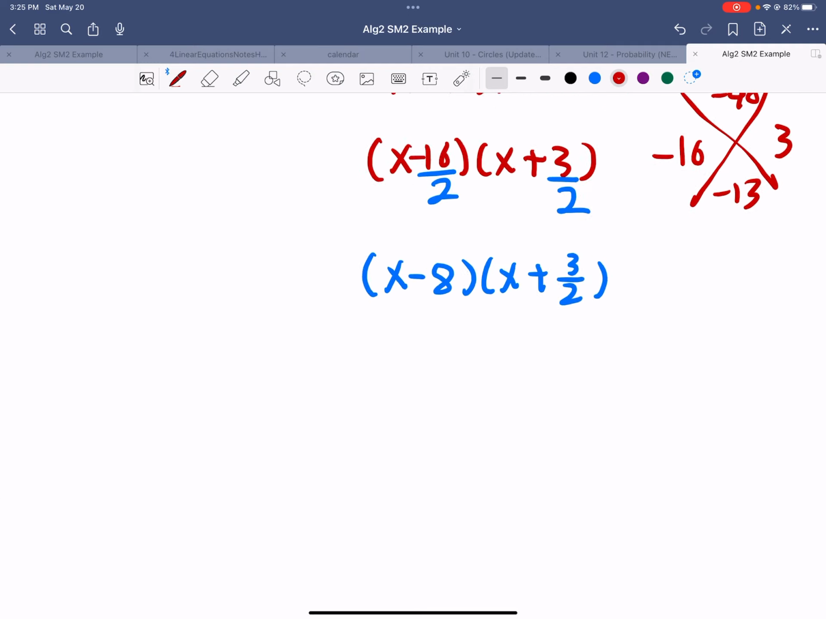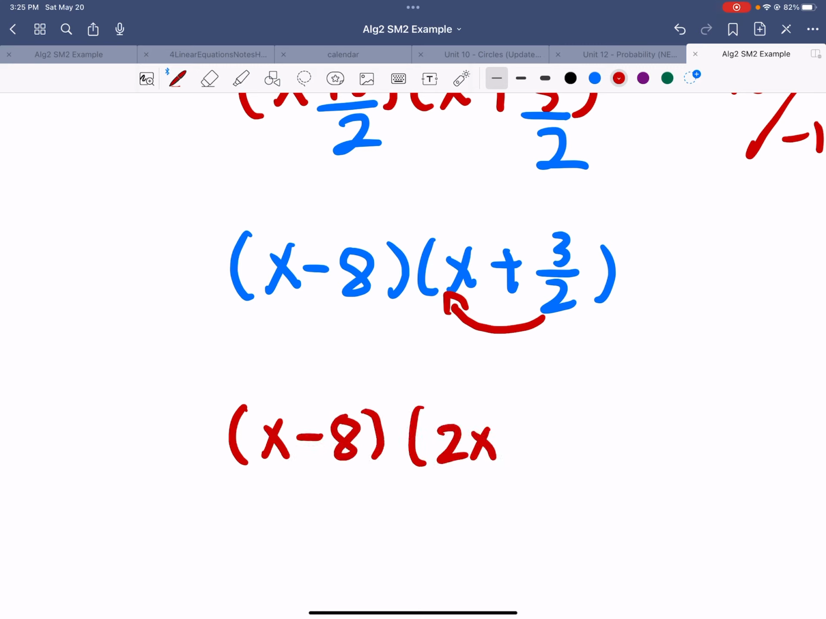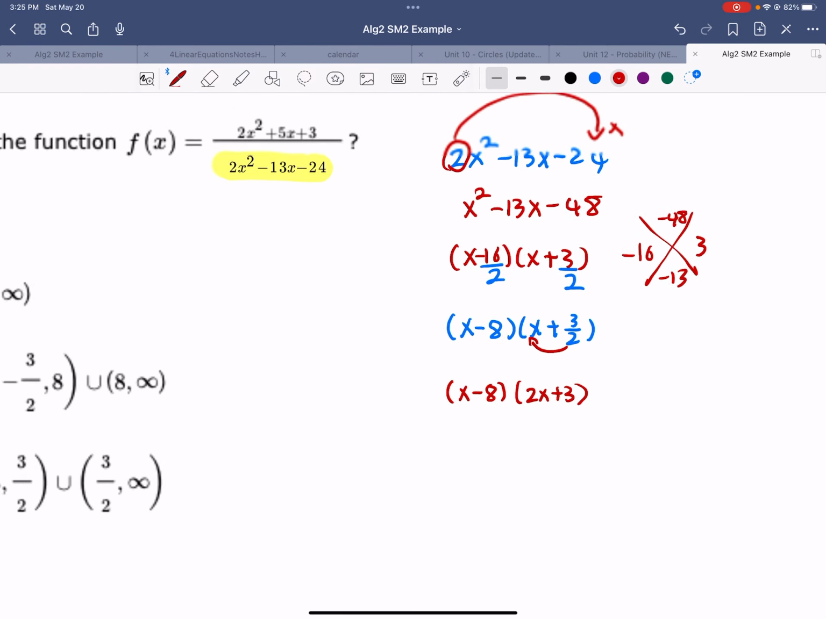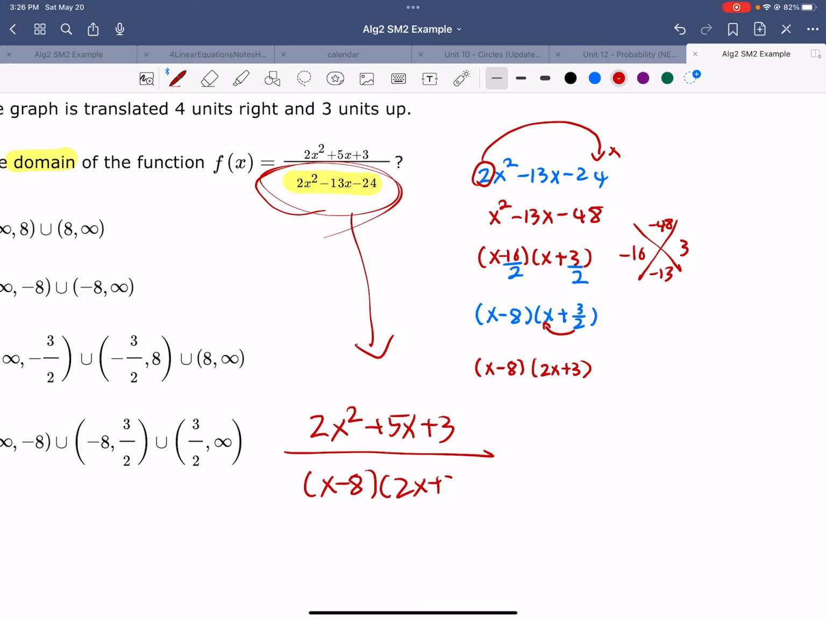And last step to factor: if you have any denominator, you're going to move it in front of x. So for the first one, I got nothing, so I will just write it like this. And this one is what? 2x plus 3. So I will copy this one down: 2x squared plus 5x plus 3. But now I just factored the denominator, which is x minus 8, 2x plus 3. Let me highlight this.